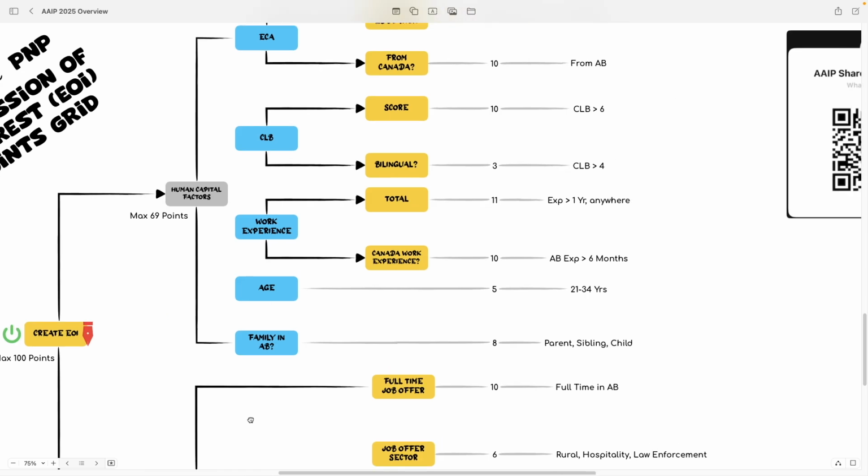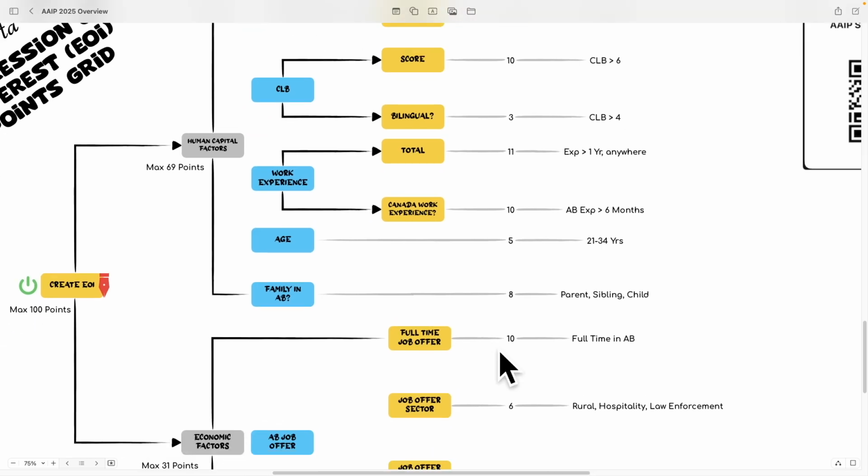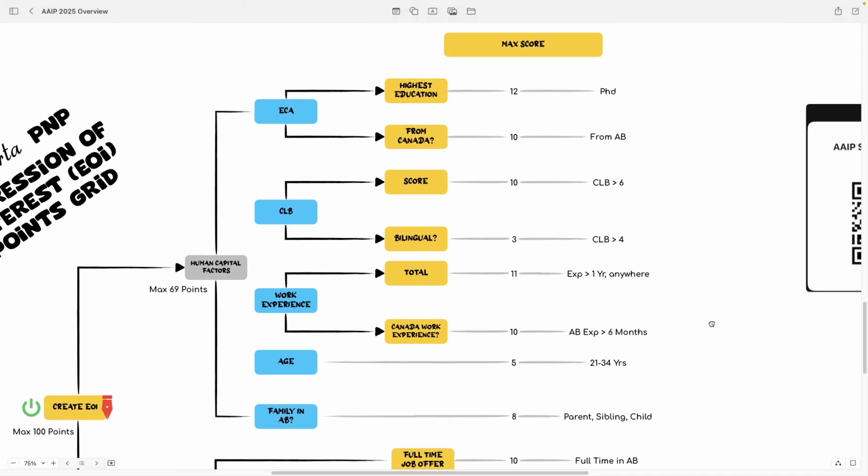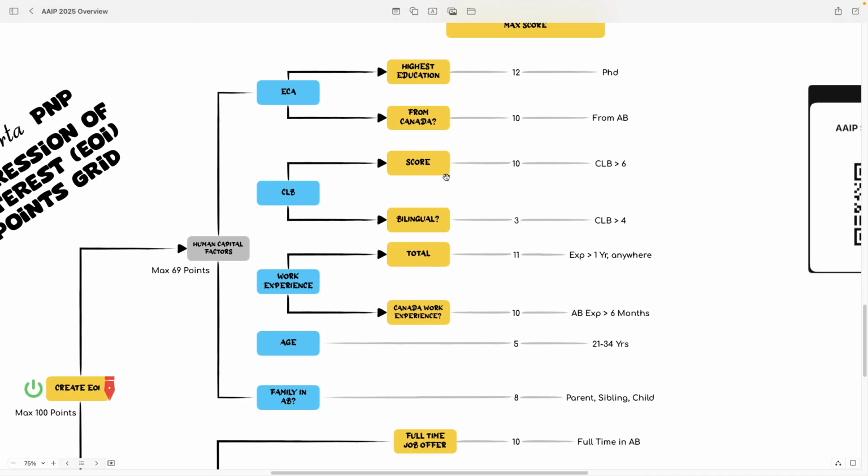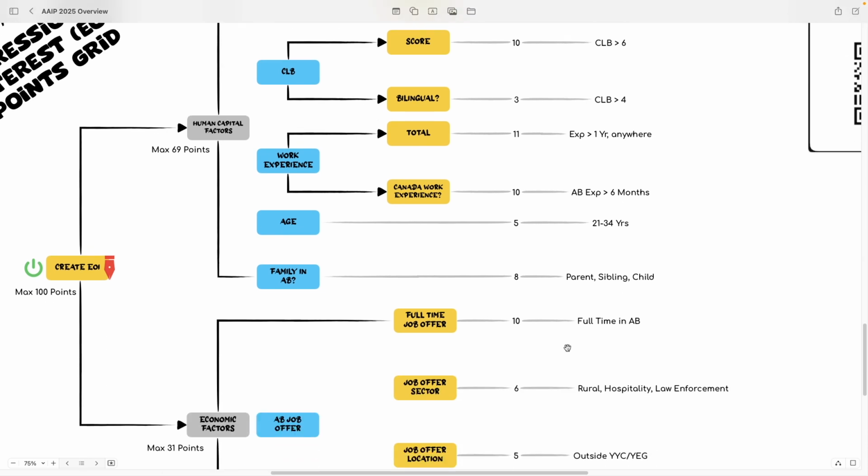Like for example, let me show you here. A job offer gets you 10 points. I'll come to the detail of it, but a language score gets you 13 points if you are bilingual, right? So see, something like that. Each of the factors has more weightage than a job offer.